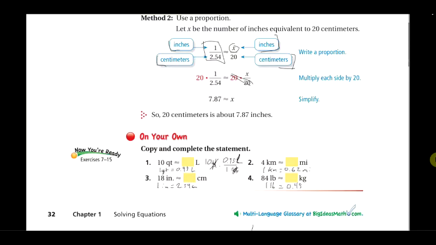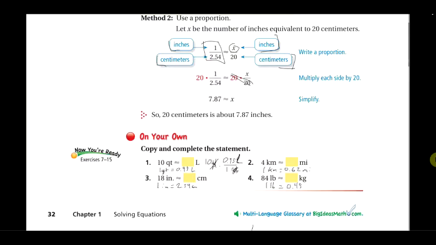For this next one, we'd have 4 kilometers and then times our conversion factor. Again, we draw a line. We want to cancel out kilometers, so let's put that on the bottom. Start over.